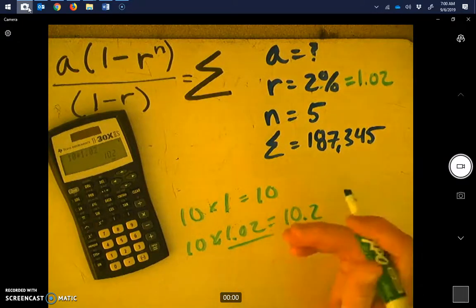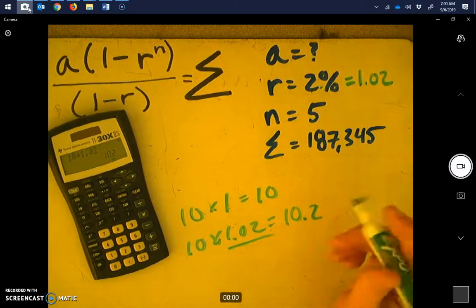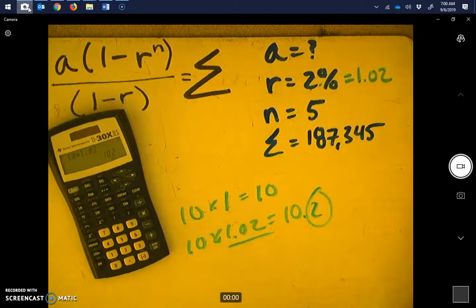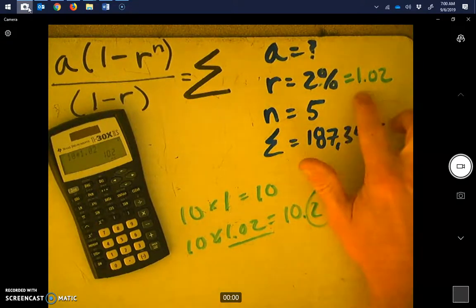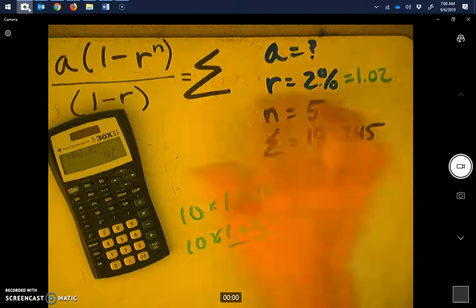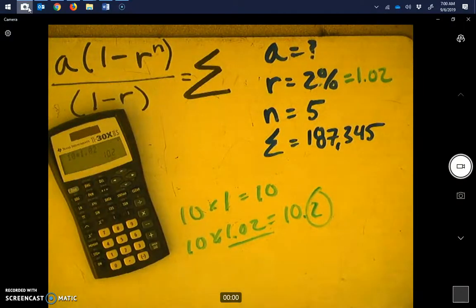If you don't, it'll be just the amount of the raise. So it'll just be the 20 cents that we left over. So make sure you add the 1 in front of your rate. If you don't, you won't get the problem right.